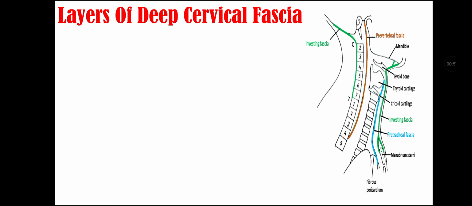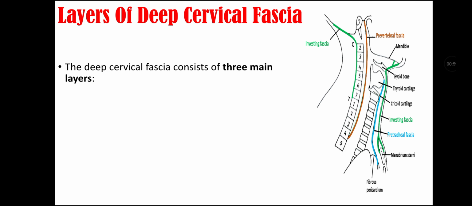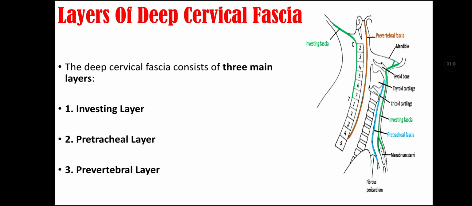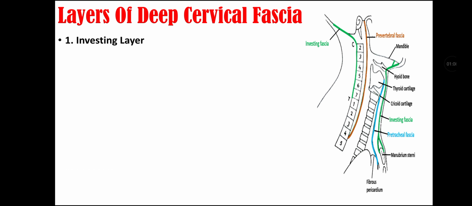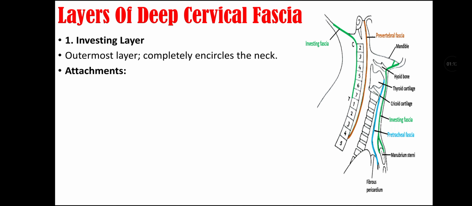Layers of deep cervical fascia. Deep cervical fascia consists of three main layers. They include investing layer, pretracheal layer, and prevertebral layer. First is investing layer. It is the outermost layer that completely encircles the neck.